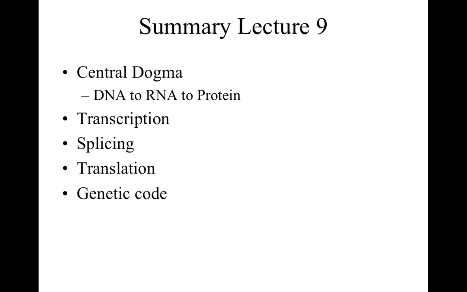In summary, the central dogma shows how genotype can influence or contribute to phenotype. DNA is transcribed into mRNA, which is spliced and then translated into protein. The genetic code translates the information in the DNA or RNA sequence into protein sequence. Mutations in the DNA can affect this process so that a change in the DNA sequence can result in a change in the RNA sequence into a change in protein sequence, which can change function and the phenotype. And that will be the subject of Lecture 10.